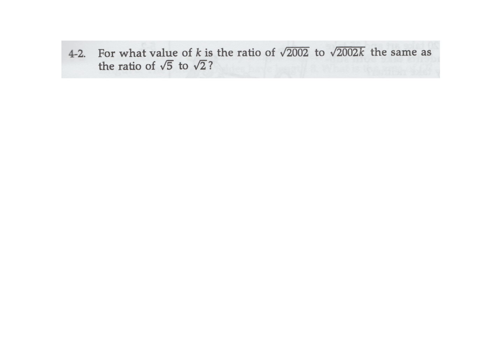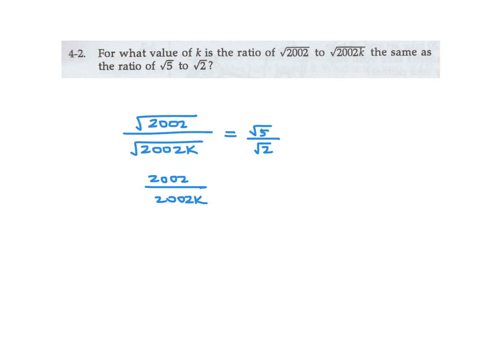For what value of k is the ratio of root 2002 to root 2002k the same as the ratio of root 5 to root 2? So root 2002 over root 2002k is the ratio of root 5 over root 2. Okay, so I think we just square both sides, and when you do that, that just gets rid of all the radical signs. So then you just get 5 over 2. And then this, of course, just reduces to 1 over k, which is 5 over 2. And then you just flip it to get 2 over 5. And 2 over 5 is the answer.